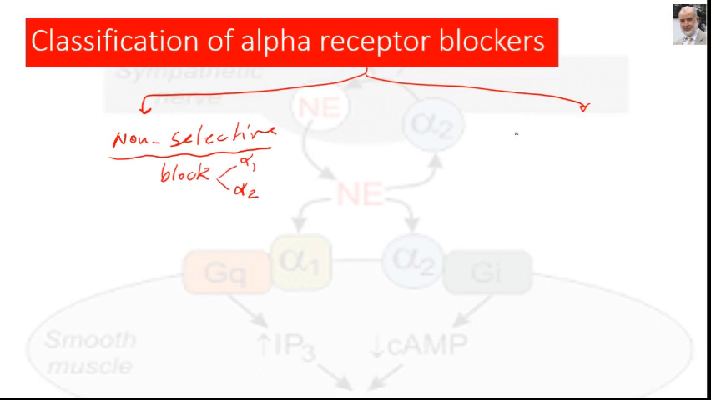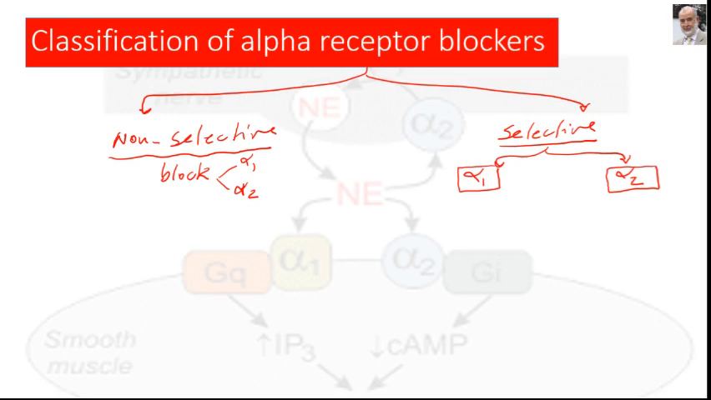The other class are the selective alpha adrenergic receptor blockers, and by this we mean either they block an alpha 1 receptor or they block alpha 2 receptor. Our main presentation will be about the non-selective and selective alpha 1 blockers, because the selective alpha 2 blockers, they are sympathomimetics.